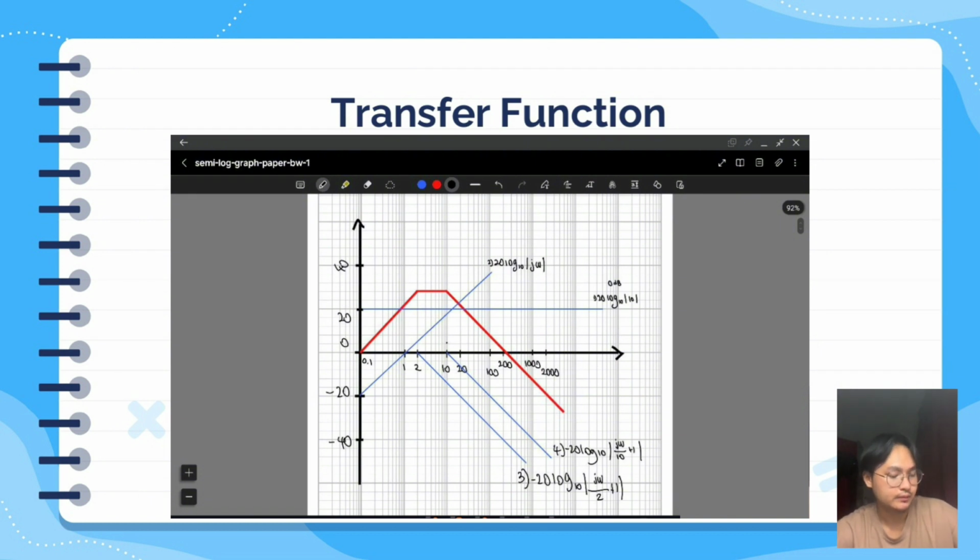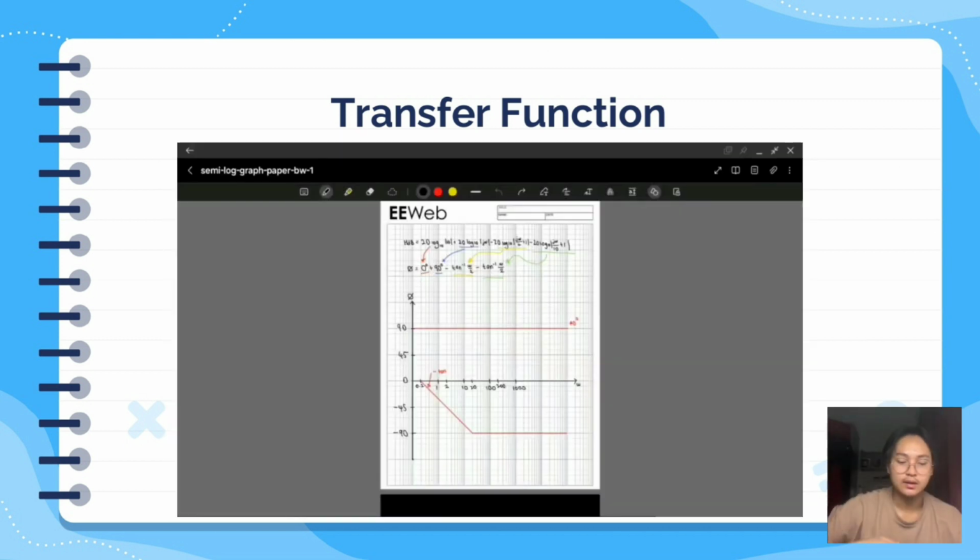So it starts from 0 and goes above 20, then it's decreasing to more than negative 20. Okay, the next part is the phase graph. As you can see, I've already sketched the graph a little bit, so I will continue it in the video.